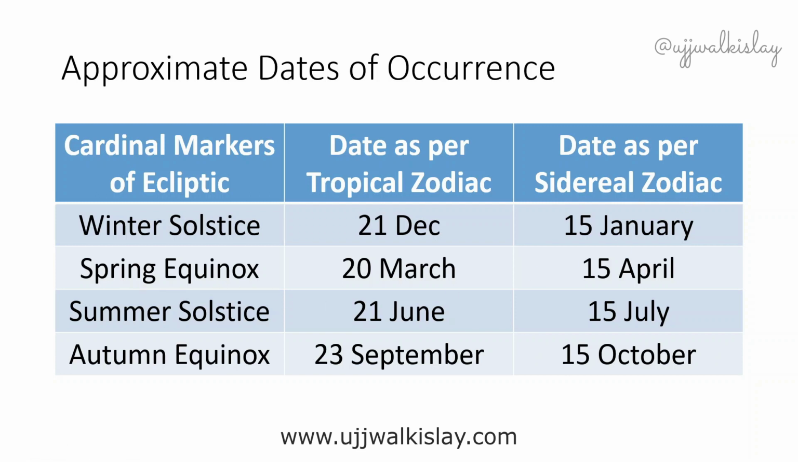Similarly, spring equinox falls on 20th March as per tropical zodiac, whereas as per sidereal zodiac it occurs on 15th of April. Summer solstice falls on 21st of June as per the tropical zodiac. On the other hand, the date as per the sidereal zodiac is 15th of July. And last but not the least, autumn equinox falls on 23rd of September every year as per the tropical zodiac. But if you use the sidereal zodiac, the same event is celebrated on 15th of October.